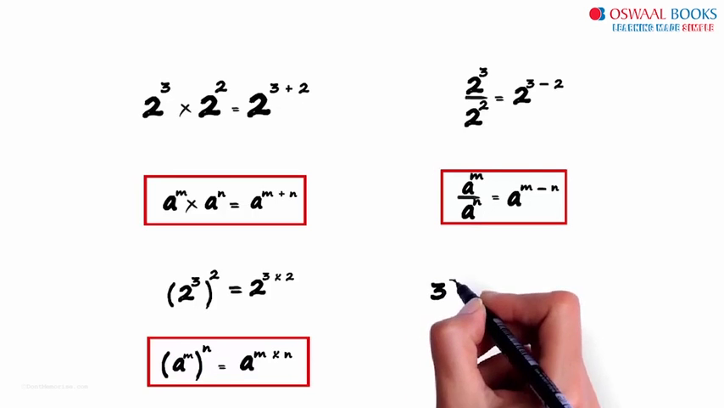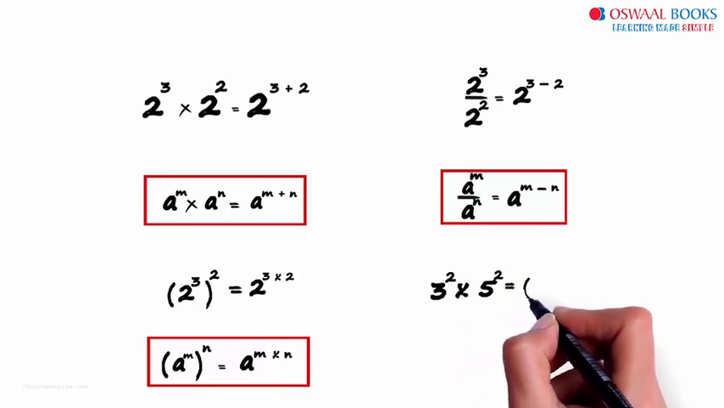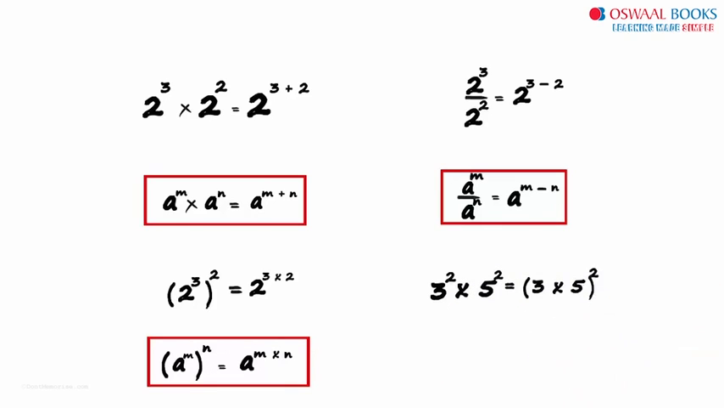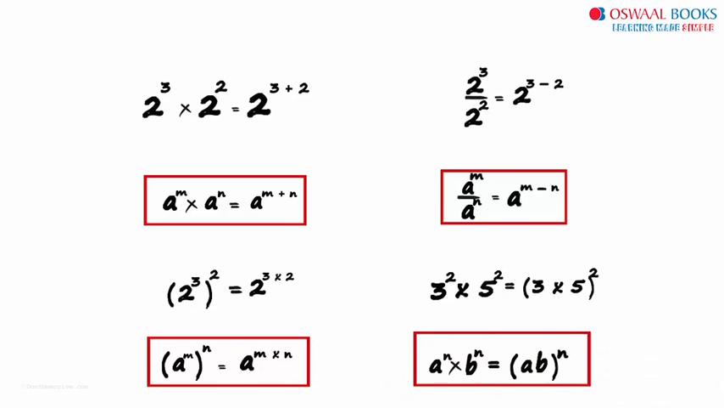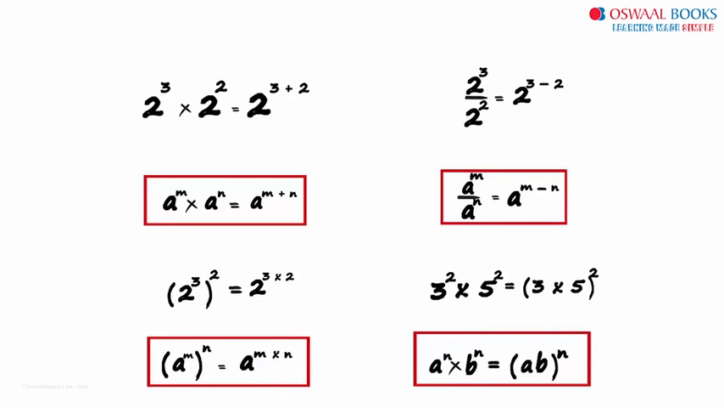3 raised to 2 multiplied by 5 raised to 2 equals 3 multiplied by 5, the whole raised to 2. Here we multiply two numbers with the same exponent and a different base. a raised to n multiplied by b raised to n equals a multiplied by b, the whole raised to n. So these are the 4 basic laws of exponents we need to keep in mind while multiplying and dividing real numbers with order greater than 2.